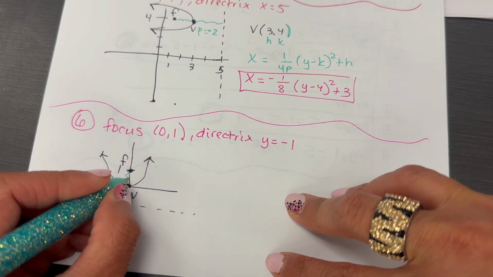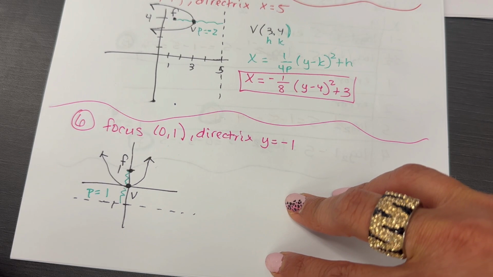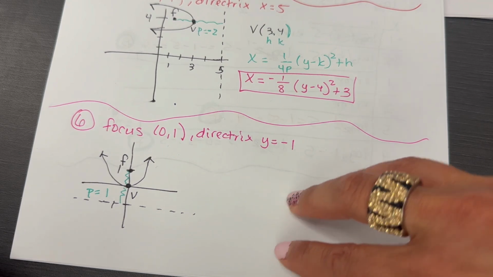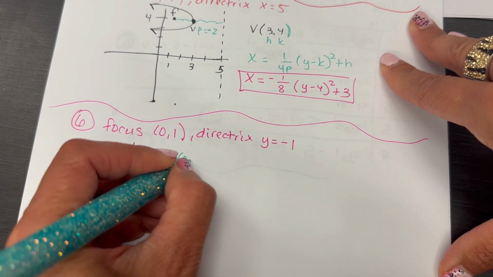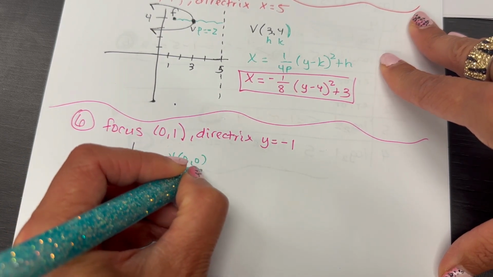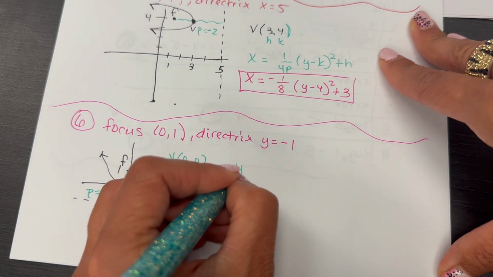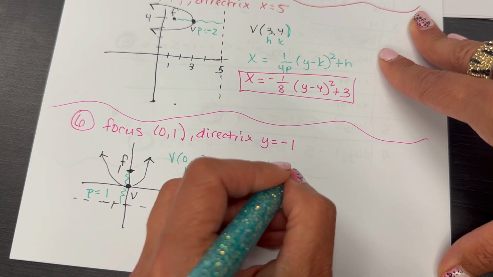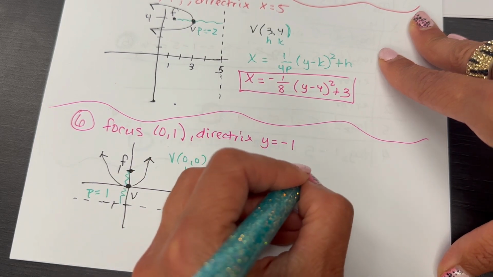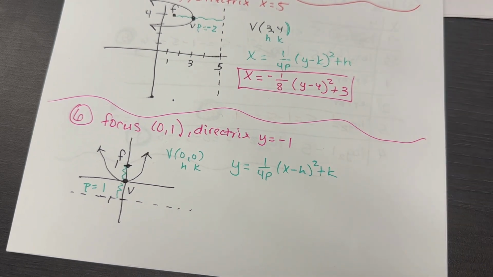Remember, this distance or this distance is our p-value. It's facing up, so it's a +1 because that distance is only 1 unit. Our vertex is (0, 0), so our h and our k are both 0. We're using the upward facing parabola formula, y equals 1 over 4p times (x minus h) quantity squared plus k. Okay, and we're going to plug in the h, the k, and the p-value.